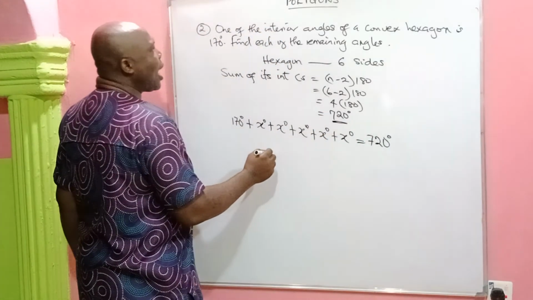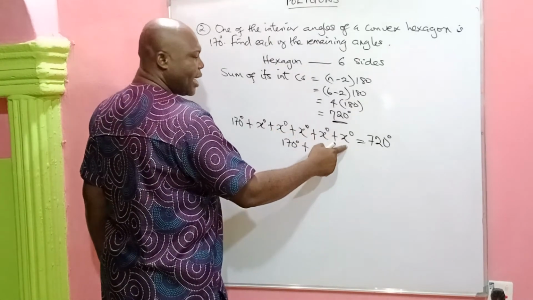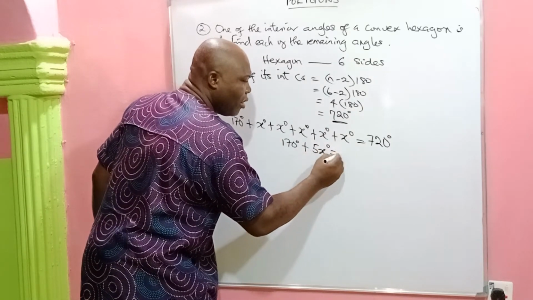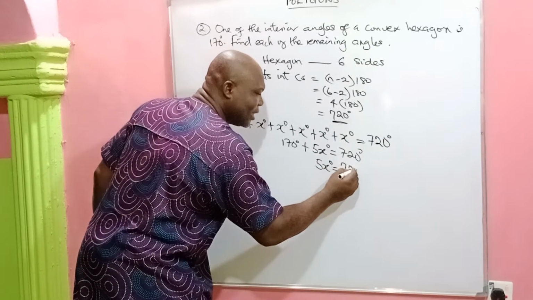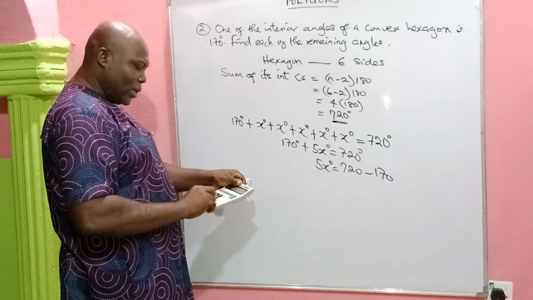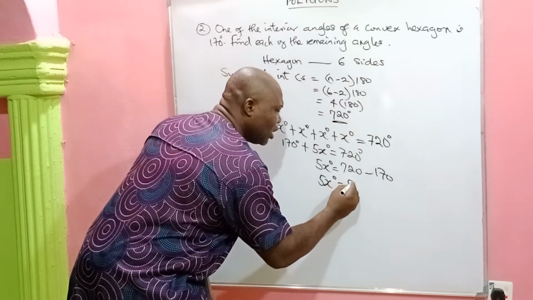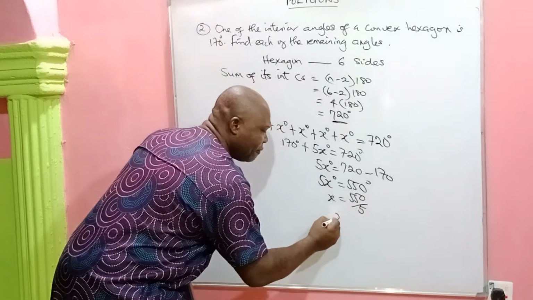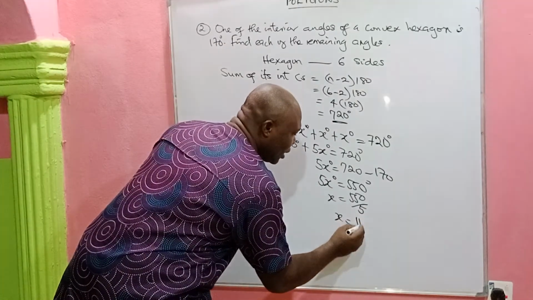Alright, so we are going to have 170 degrees plus x plus x plus x plus x plus x, which will give us 5x degrees. That will be equal to 720. So we are looking for 5x degrees. That will be 720, and 170 crosses to be minus 170. 720 minus 170 will give us 550. 5x degrees will give us 550 degrees. x degrees will be 550 divided by 5, and that gives 110 degrees.